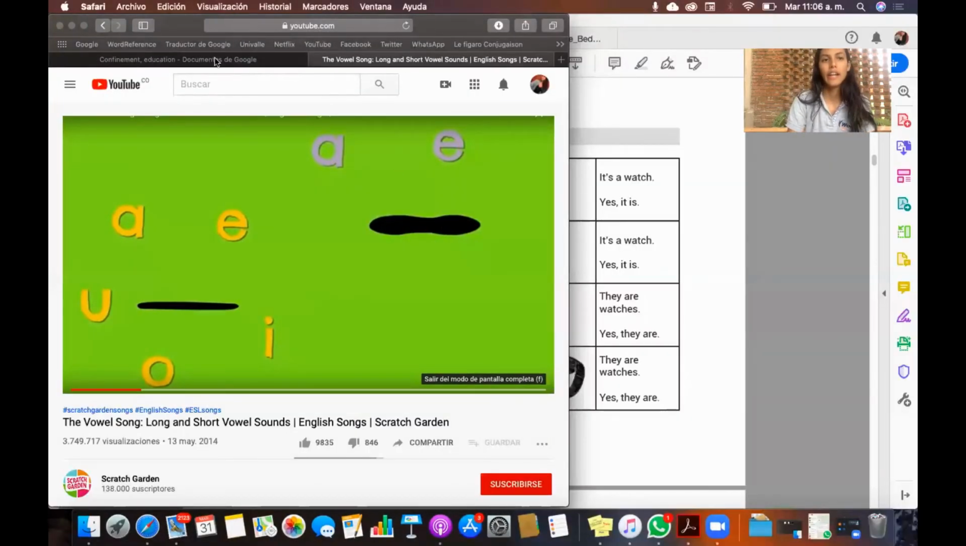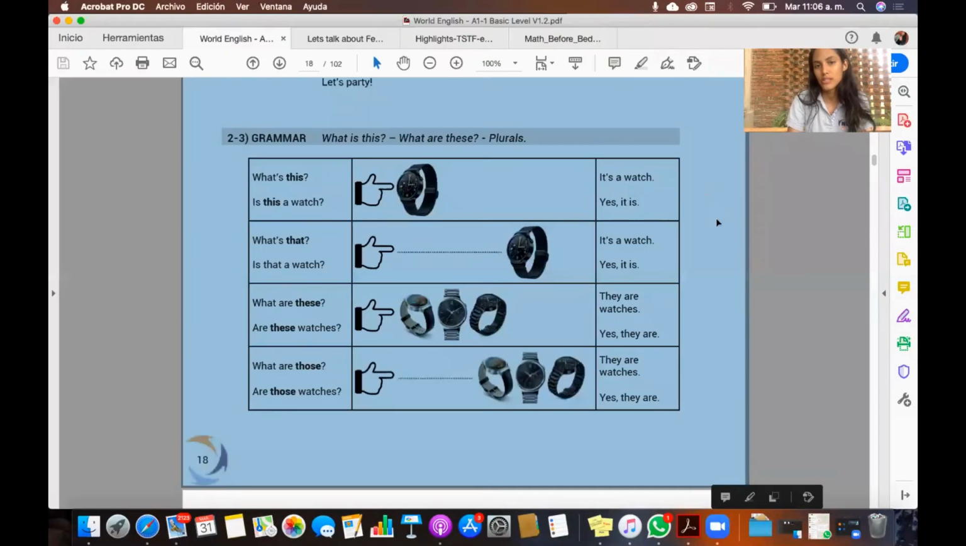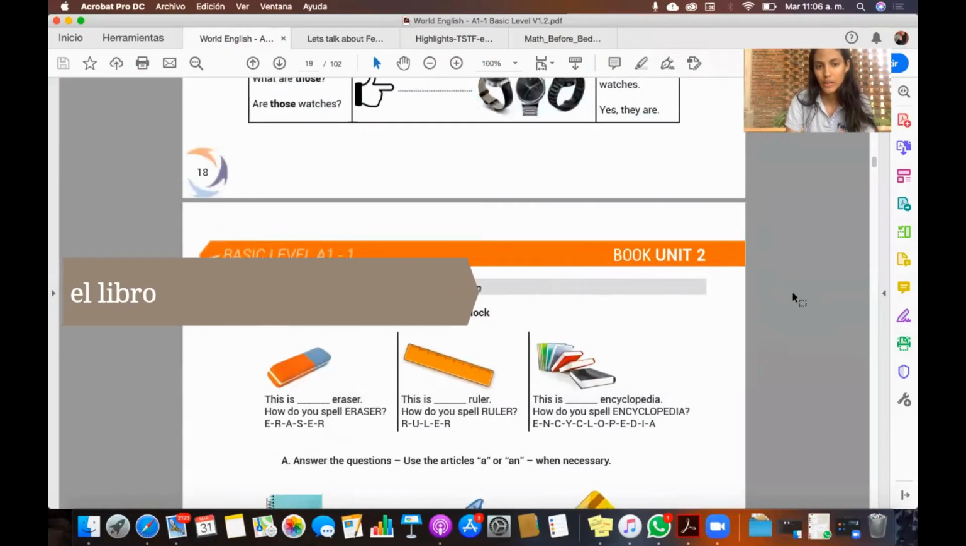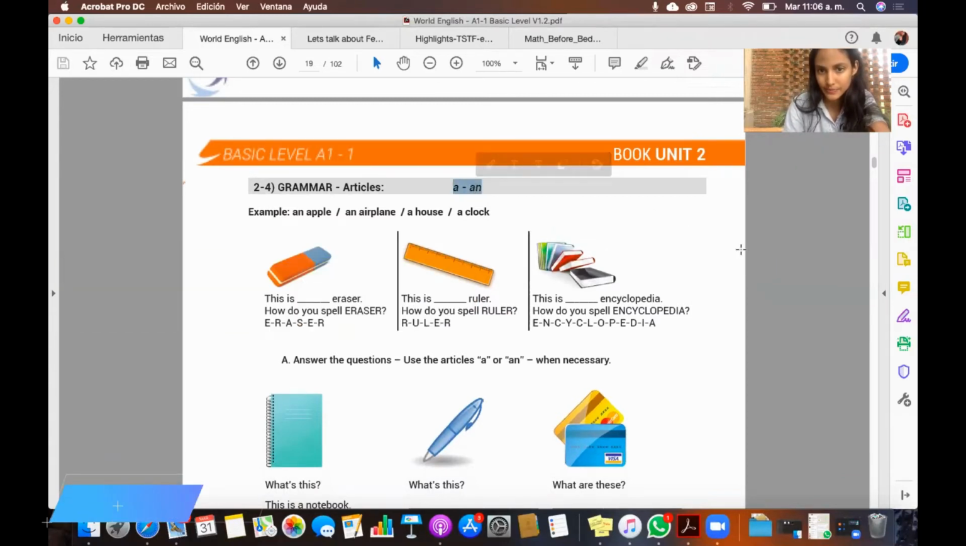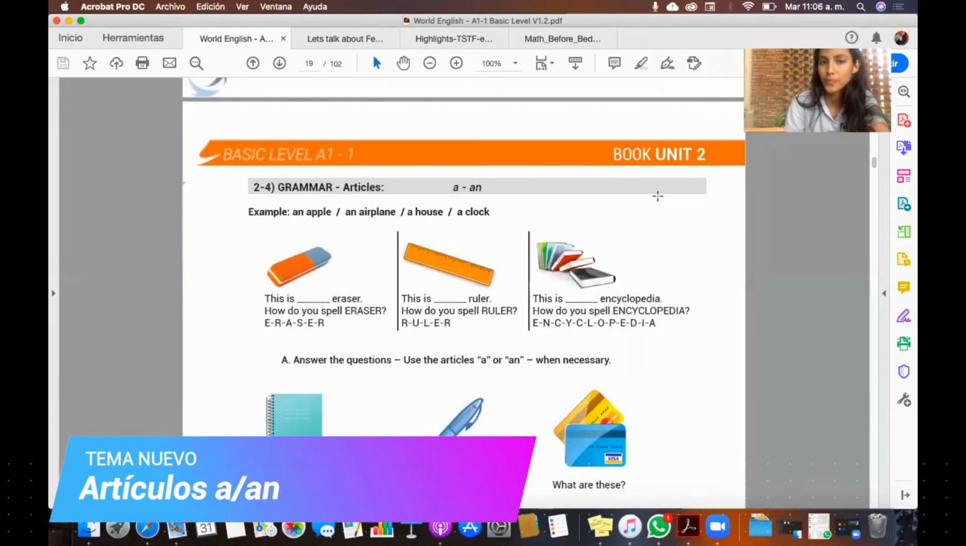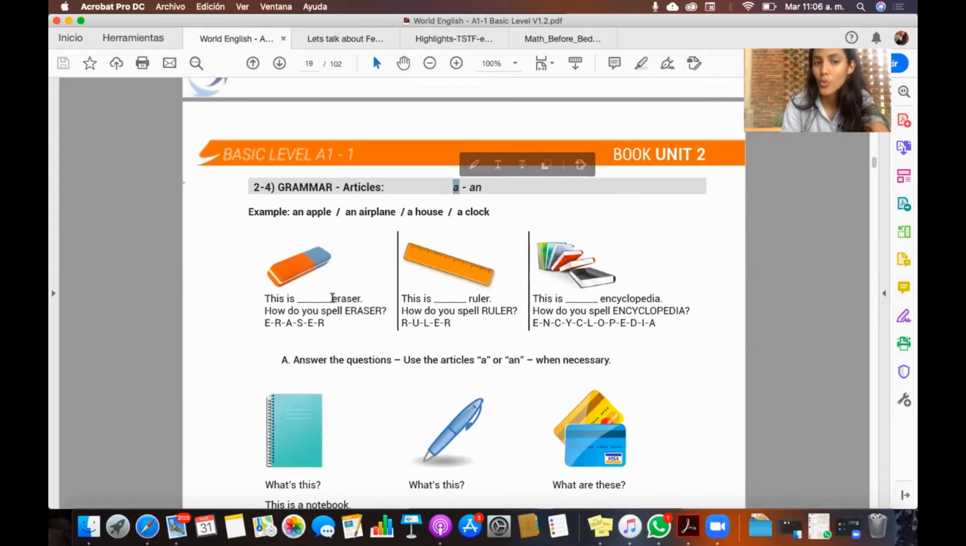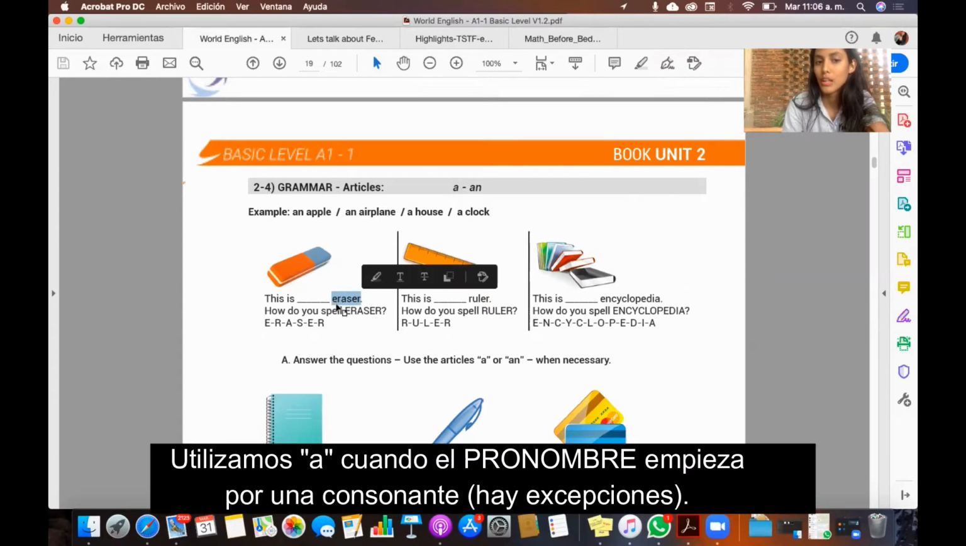And why do we need the vowels? Because depending on that, we're going to use the articles a or an. Okay, so utilizamos a cuando el nombre comienza por una consonante, no por una vocal.